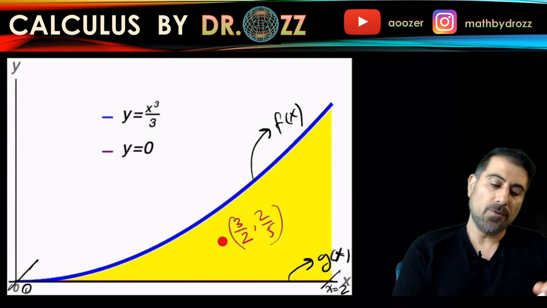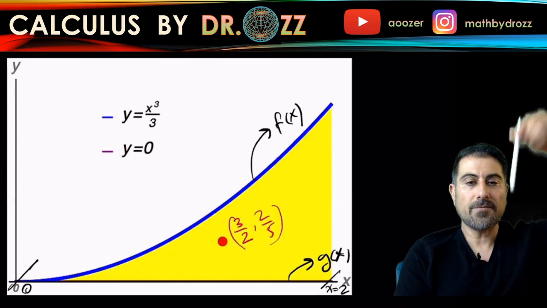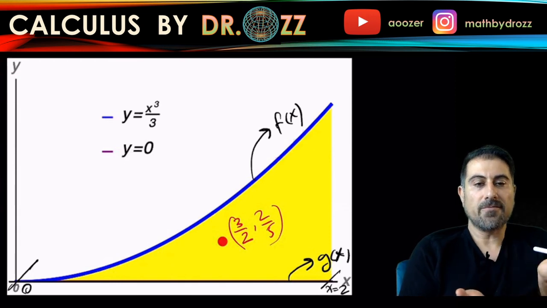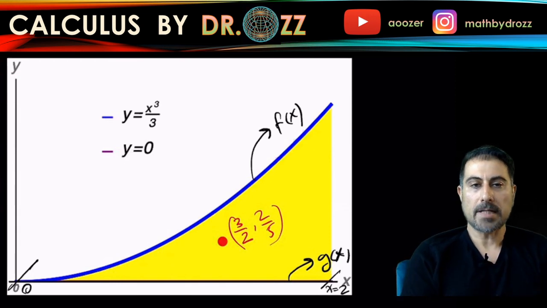So if you place a hoop here, and if you just lift this whole planar lamina up, it should stay flat all the way in the air. That's what center of mass means.